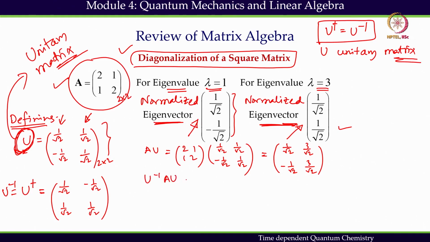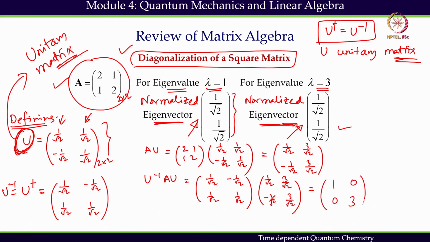Now I will multiply U inverse AU, which means U inverse is nothing but 1 by square root of 2, minus 1 by square root of 2, 1 by square root of 2, 1 by square root of 2. This will be multiplied by 1 by square root of 2, 3 by square root of 2, minus 1 by square root of 2 and 3 by square root of 2. If I multiply that, then what I get is 0, 3. That is quite interesting. What I get is lambda 1, 0, 0, lambda 2. I get a diagonalized matrix.